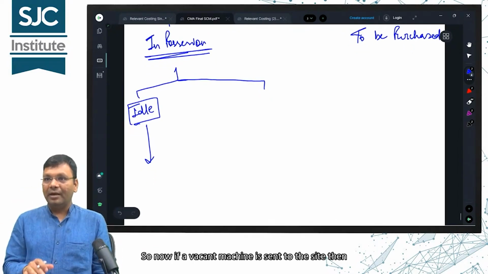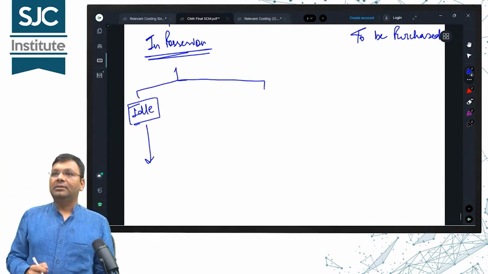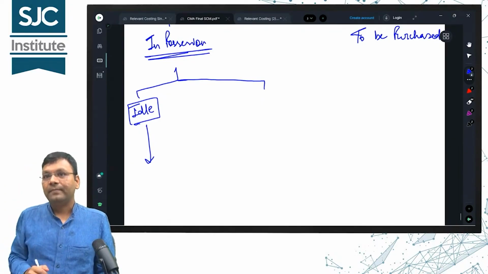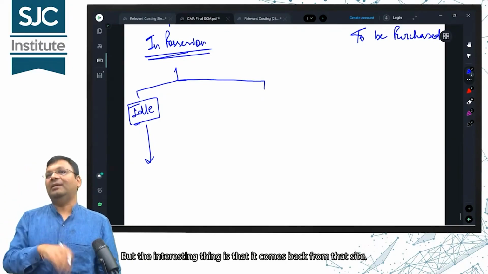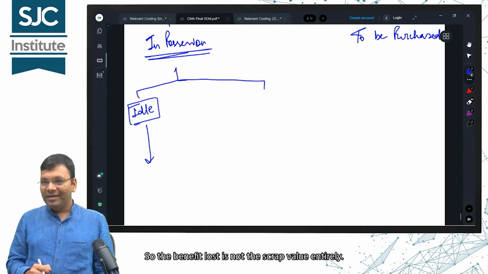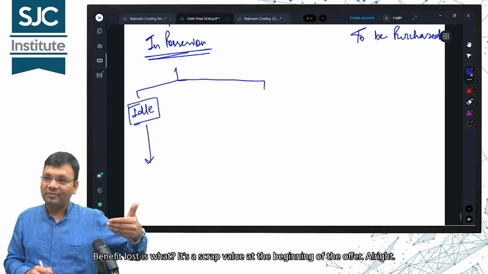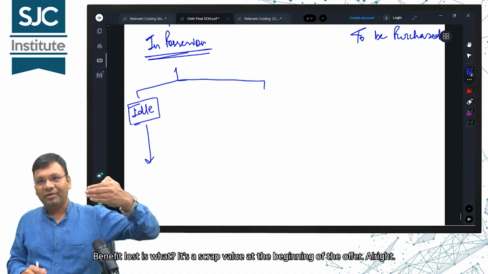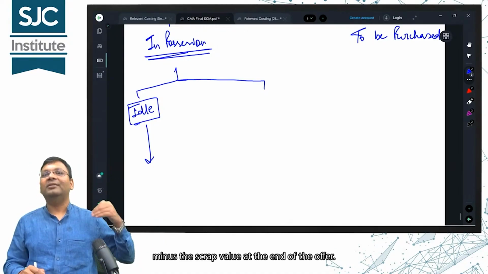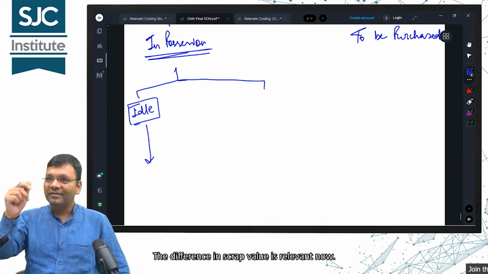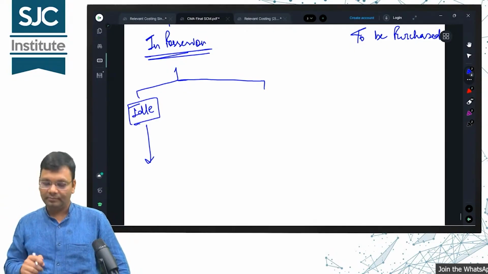So now if a vacant machine is sent to the site, then the benefit loss has to be charged. But the interesting thing is that it comes back from that site. So the benefit lost is not the scrap value entirely. Benefit lost is what? It's the scrap value at the beginning of the offer, alright, minus the scrap value at the end of the offer. The difference in scrap value is relevant now.